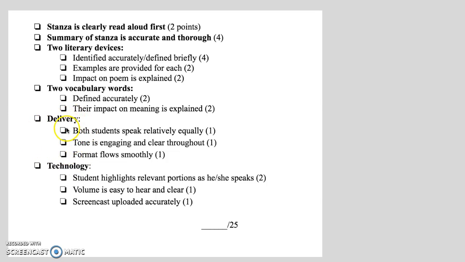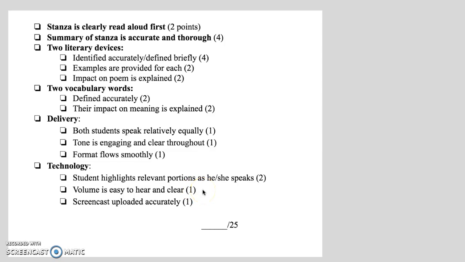So do both students speak about the same amount? Does it sound practiced? Is the tone engaging? Do they sound fluent? And does the general format of the whole screencast recording flow nice and smoothly, or is it choppy? And then lastly, a few things we talk about that help make a better presentation as well. So students need to highlight literally in their Google Doc as they are speaking. So in the recording, you will see their cursor highlighting words. That will make it easy for the audience to follow.